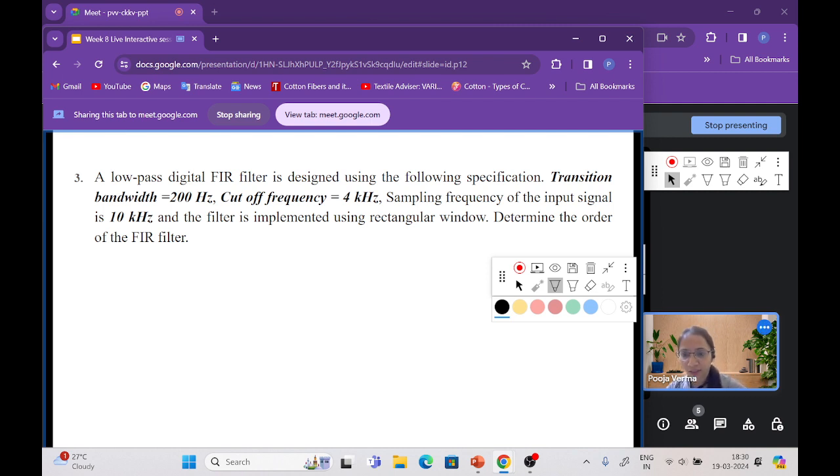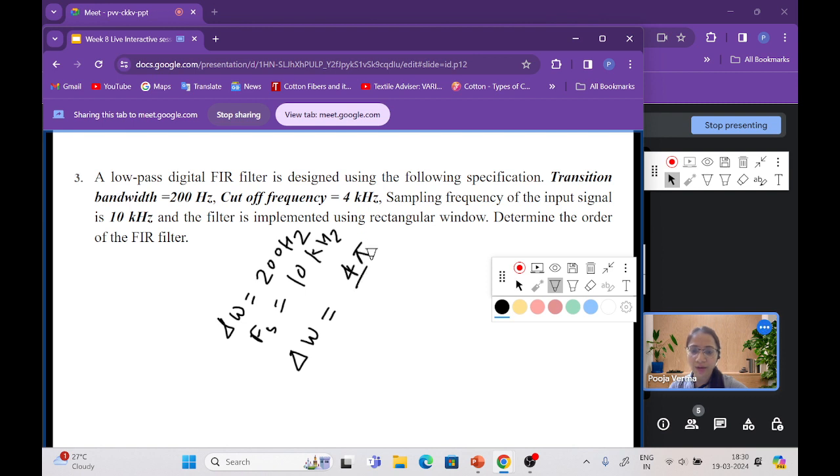Here the transition bandwidth is given. The transition bandwidth is represented as delta omega. You have seen it in the first slide. So the transition bandwidth is 200 Hz and the sampling frequency Fs is 10 kHz, and the filter is implemented using the rectangular window. So what is the transition bandwidth for a rectangular window? You have seen in the previous slide, it is 4 pi by M, right? So 4 pi by M.